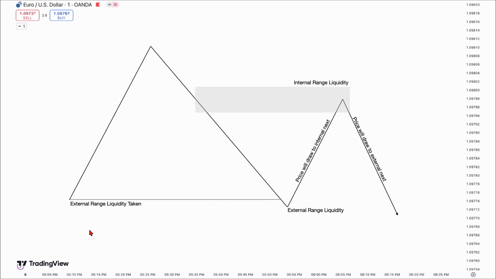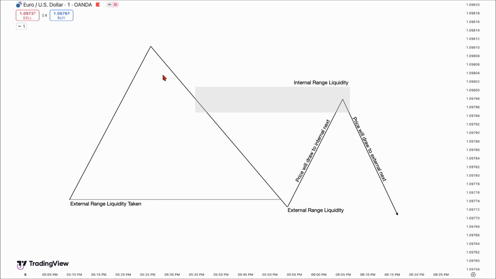Now we have a basic schematic showing how to identify internal and external range liquidity. We start with this move up from here, and we have external range liquidity over here, which is an old low. As the price moves up and then down taking out that low, that's external range liquidity, because there's an old low down here. Price basically does two things. It goes to old highs and lows, or seeks to reprice into imbalances.